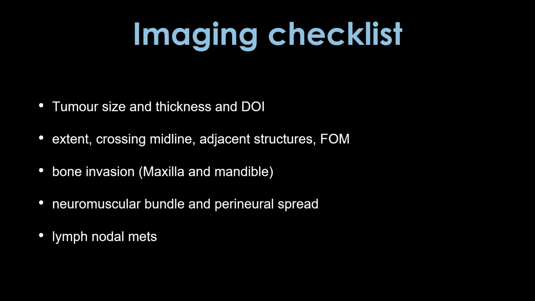Again, in imaging check size, the thickness, the depth of invasion. We have to see if the lesion is crossing the midline, if the adjacent structures are involved, floor of the mouth, base of the tongue. We have to see bone invasion, neuromuscular bundle and perineural spread, and lymph node metastasis. So this was all about the relevant imaging anatomy.